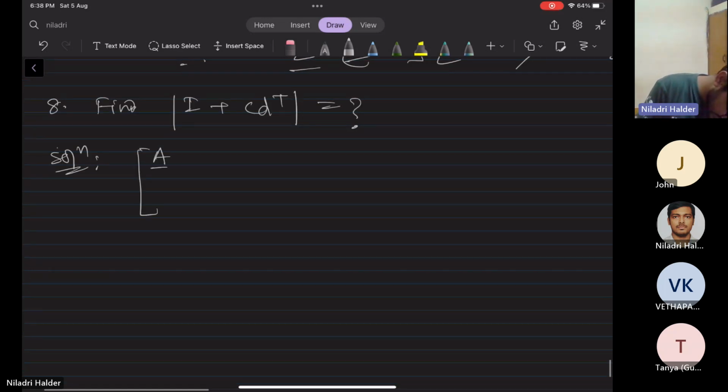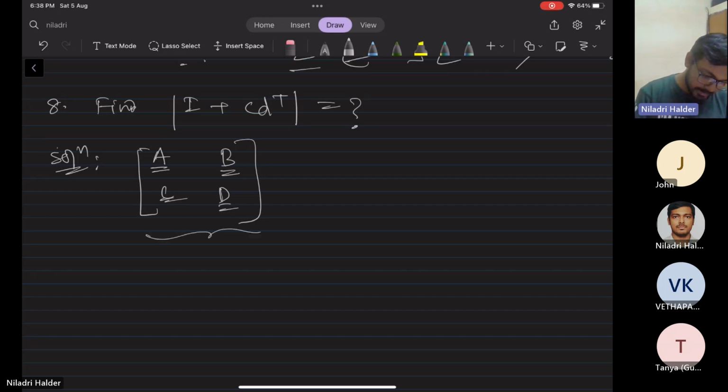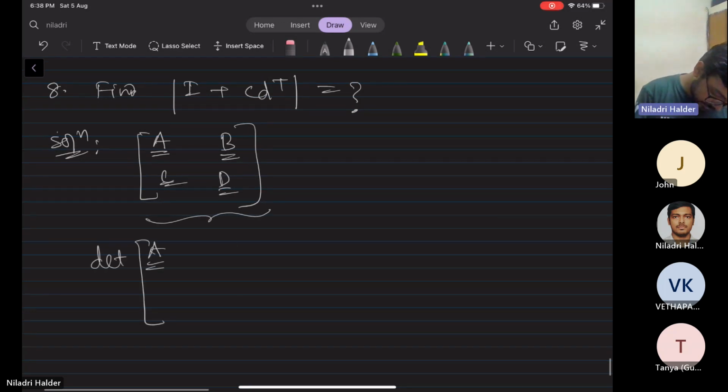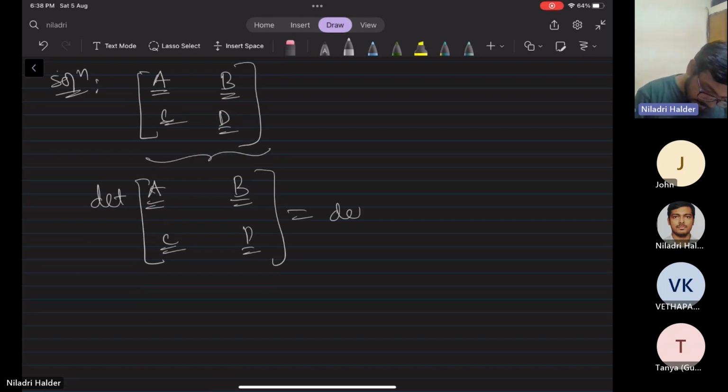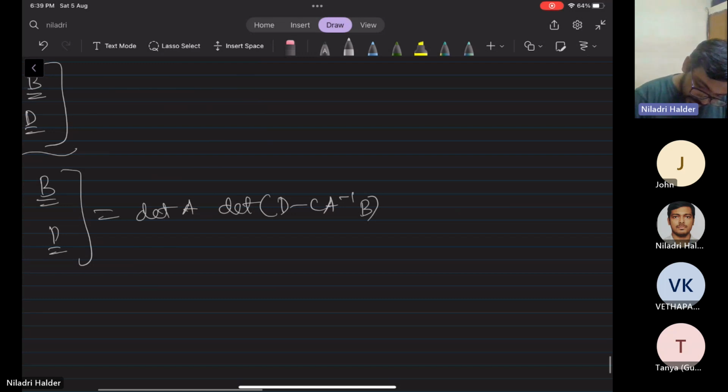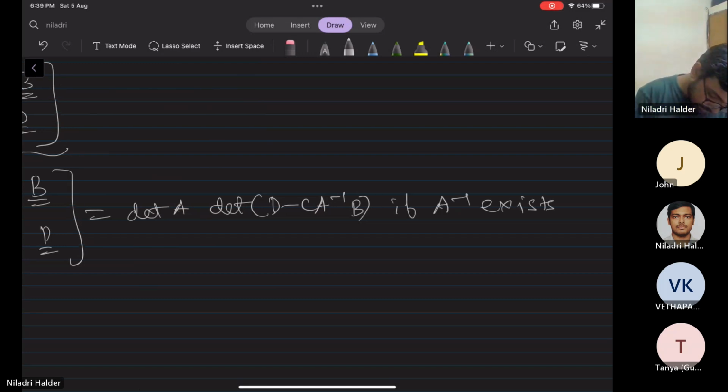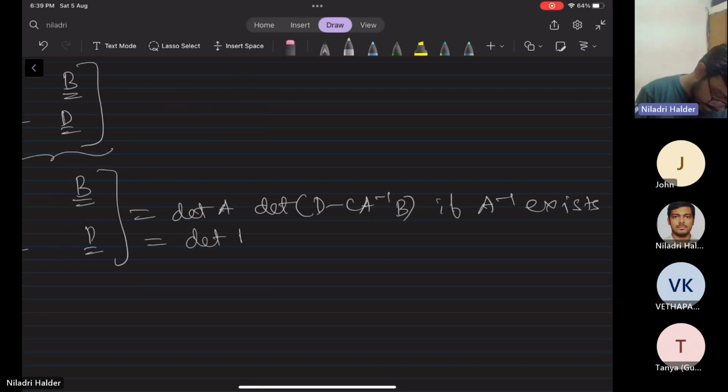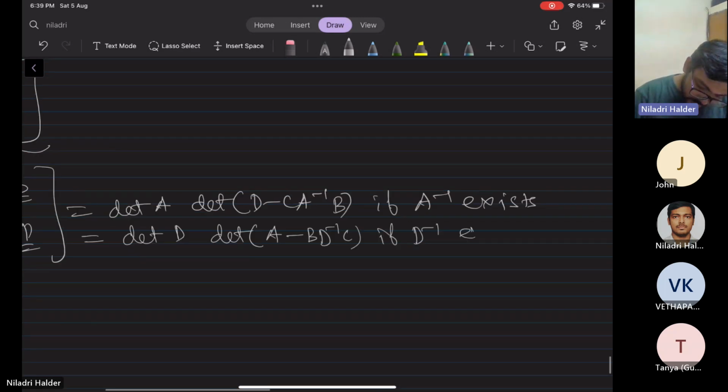So let's take a matrix with blocks A, B, C, and D. These A, B, C, and D are the block matrices of a whole matrix. So we can write down the determinant of this block matrix. One formula is there: that is equal to det A times det of D minus C A inverse B, if A inverse exists, and that is also the same as det D times det of A minus B D inverse C, if D inverse exists. So there are two formulas.